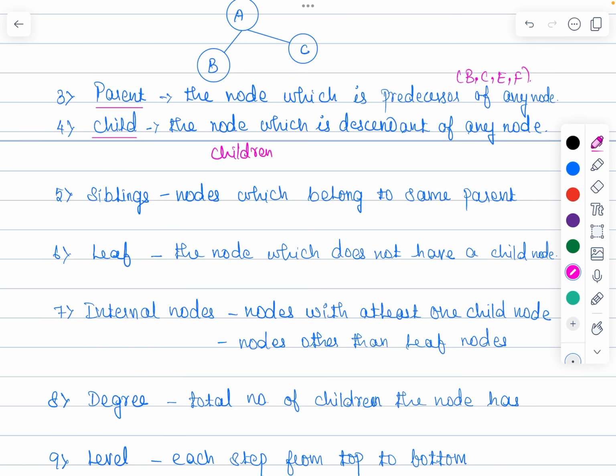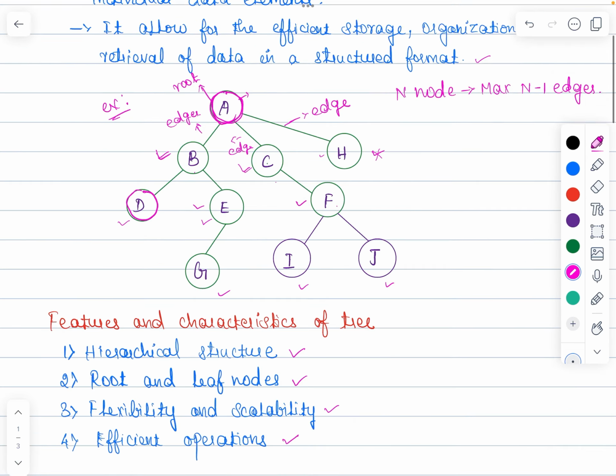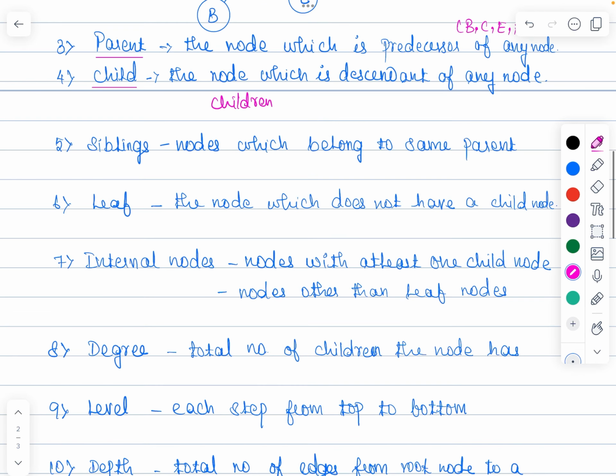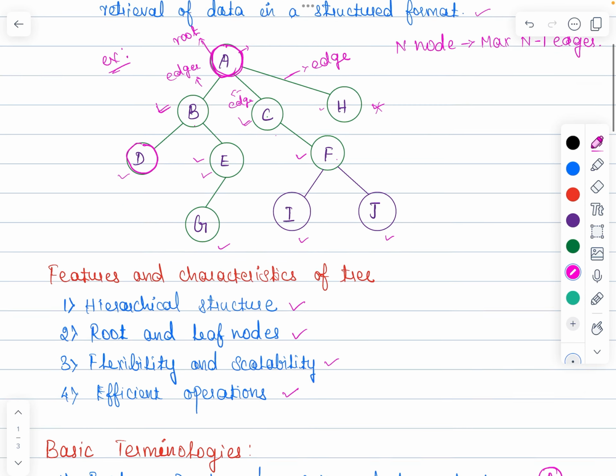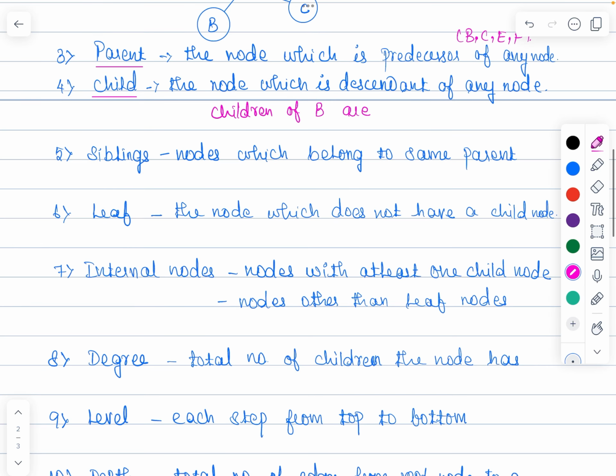Children of, I think two nodes are there for the parent B, right? So children of B are D and E. So D and E are the child nodes for the parent B.